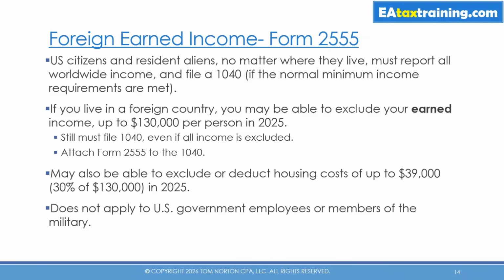In addition to excluding that earned income, you may also be able to exclude or deduct housing costs of up to $39,000 in 2025. So we will talk about that. And then very importantly to keep in mind, these rules do not apply to U.S. government employees or to members of the military. So this is going to be people working for private companies and organizations.